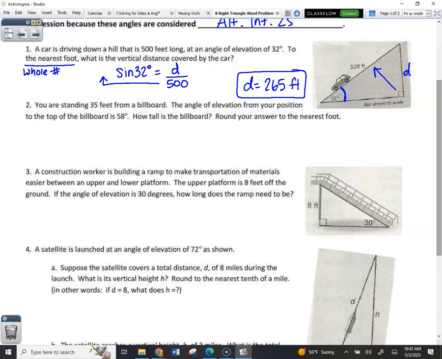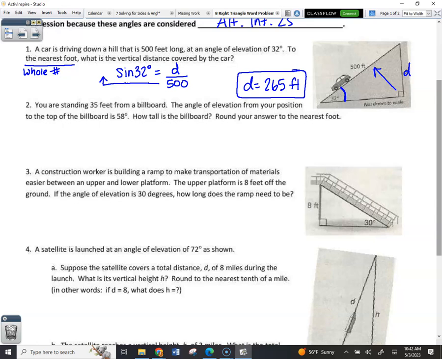Okay. Number 2. Do y'all know what a billboard is? No. Yeah. And I'm not judging if you don't. It's the thing you see when you're driving, mainly down the interstate, right? It's the way that businesses advertise to commuters that they want you to get off on this exit because their business is there. That's a billboard. You are standing 35 feet from a billboard.